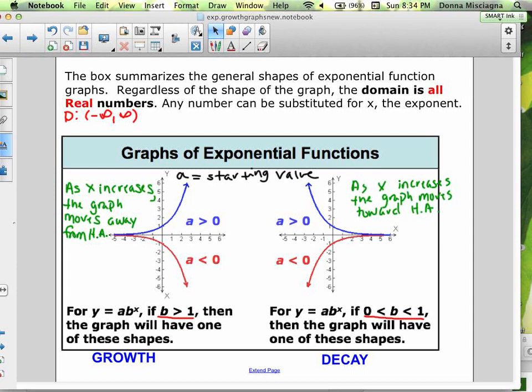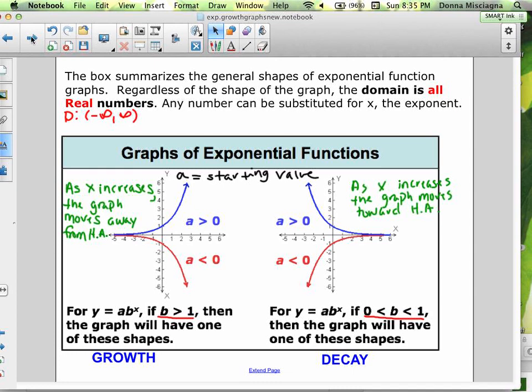If a is greater than 0, you're going to be above the x-axis. If a is less than 0, you're going to be below the x-axis. Because no matter what, b to the x is always positive. Right? So make sure you know your 4 basic shapes of your exponential functions, and what the 2 shapes are for growth, and what the 2 shapes are for decay. Right? Now that we've looked at our graphs, now we can do some graphing.